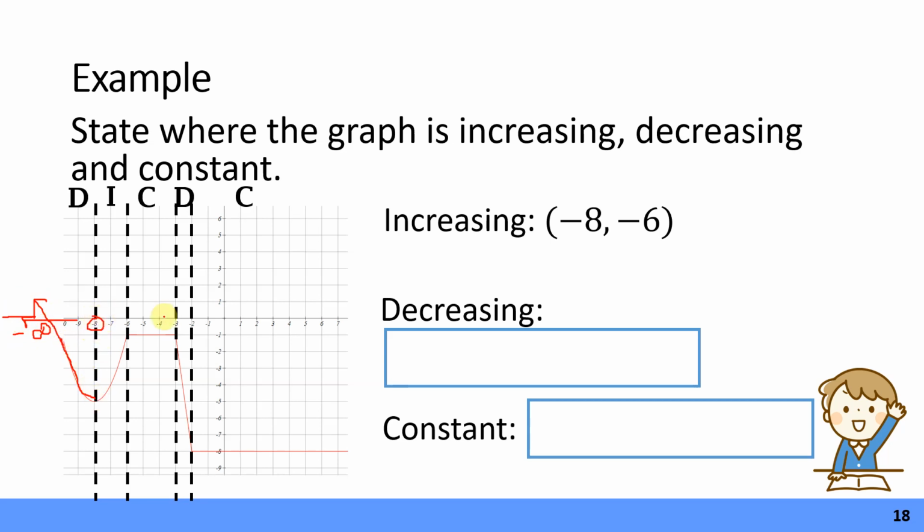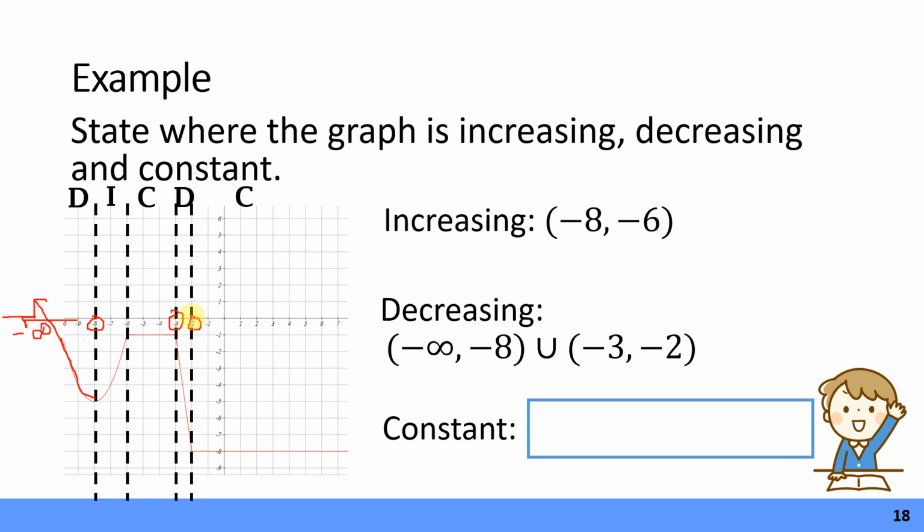That's one of my answers. And it's also decreasing here from -3 to -2. So since we have two answers, you put one of them there, and then you put the little union in the middle.